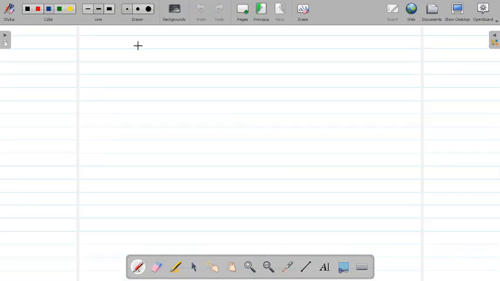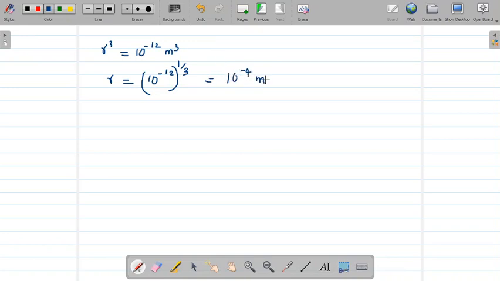Then what will be r? If r cube equal to 10 raised to minus 12 meter cube, r will be cube root of this value, which is 10 raised to minus 4 meter. So if one big drop of 10 raised to minus 3 meter radius is split into 1000 small drops, we will have small drops of 10 raised to minus 4 meter. Now let us calculate the change in surface area. In order to get that value, let us first find out the initial surface area.